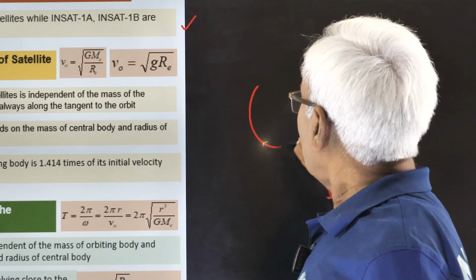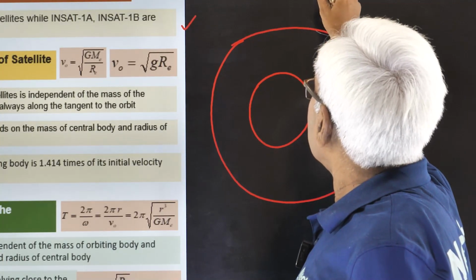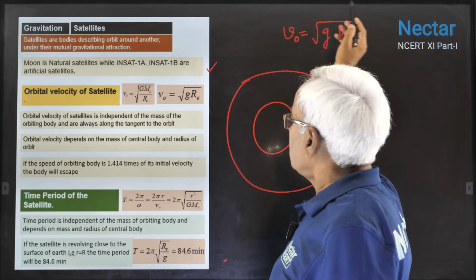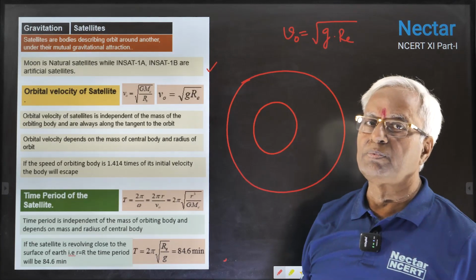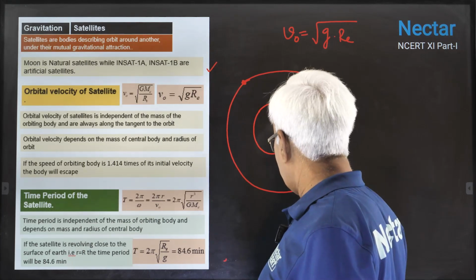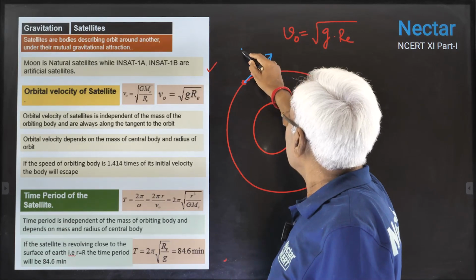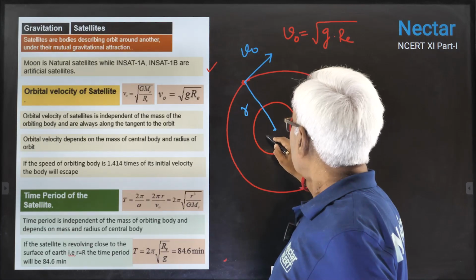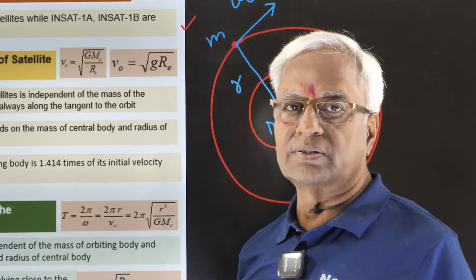When these satellites revolve around the Earth, their velocity would be known as orbital velocity. It's given by root GM_E/R. We can derive it by using the gravitational force equal to centripetal force. We get this relation. The orbital velocity shall be exactly tangential, like this. This is orbital velocity, the radius of the orbit, mass of satellite and that of the Earth.